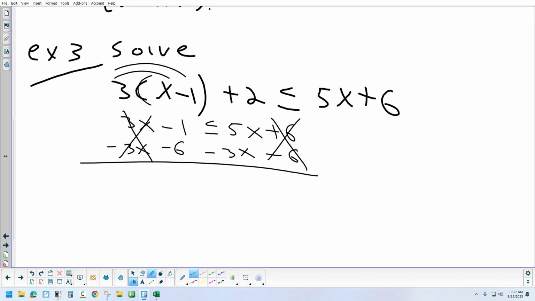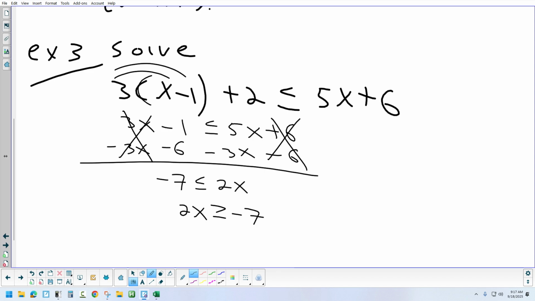I see kind of what you're doing, but let's just read it in order left to right, and then we can switch it after. -7 is less than or equal to 2x. Now, if you want to switch it so the variable is on the other side, a lot of people prefer it that way. That's fine. That's actually a good idea. I would definitely do that.